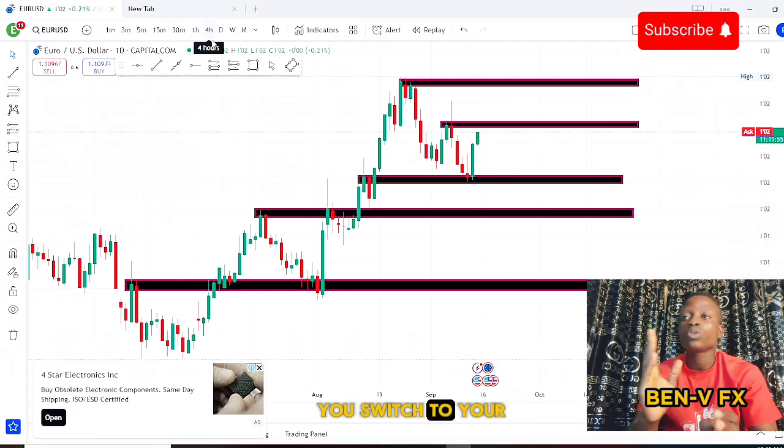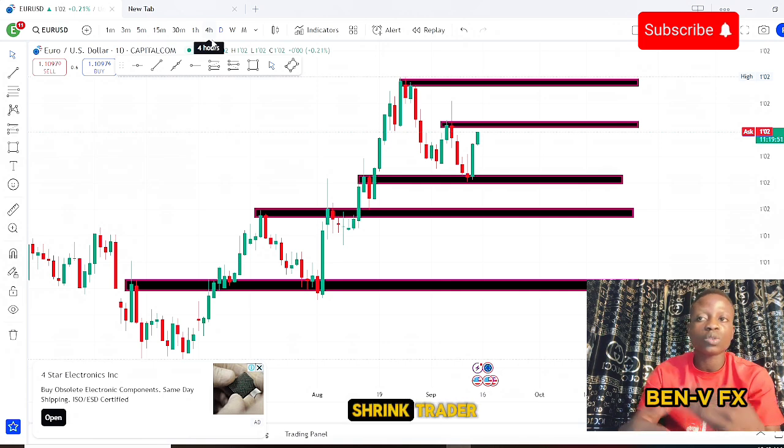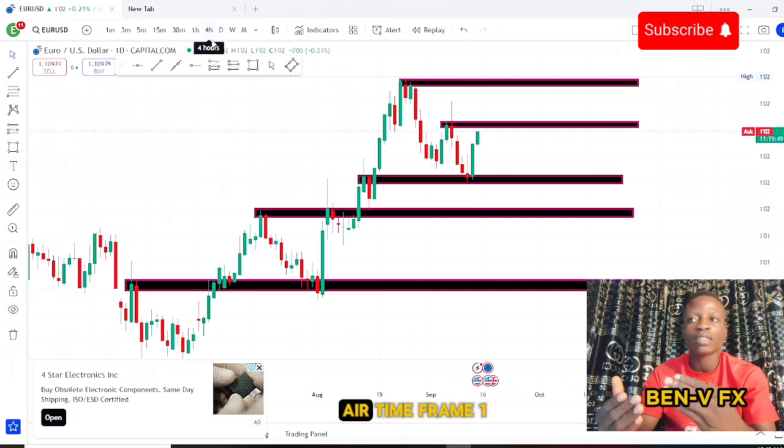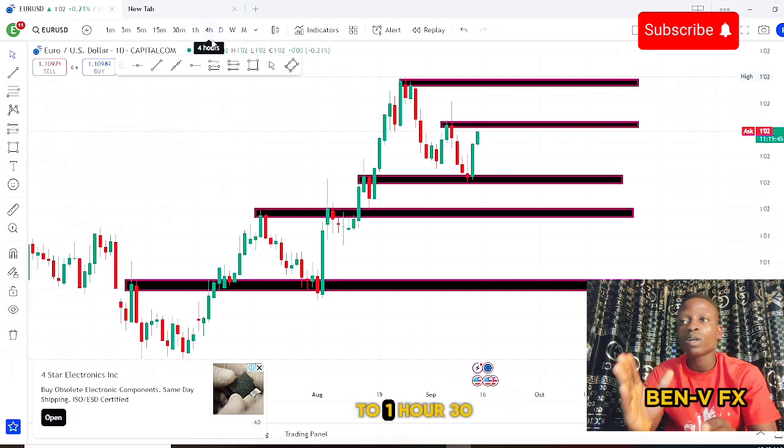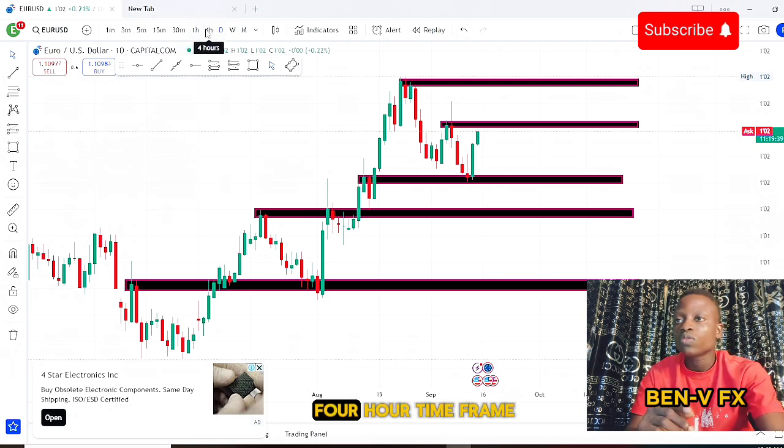So you switch to your lower time frame. If you are a swing trader, you can use the 4-hour time frame, 1-hour time frame. But if you are a scalper, you switch to 1 hour, 30 minutes, 15 minutes, 5 minutes, even 1 minute you can use as a scalper. So you switch to your 4-hour time frame.